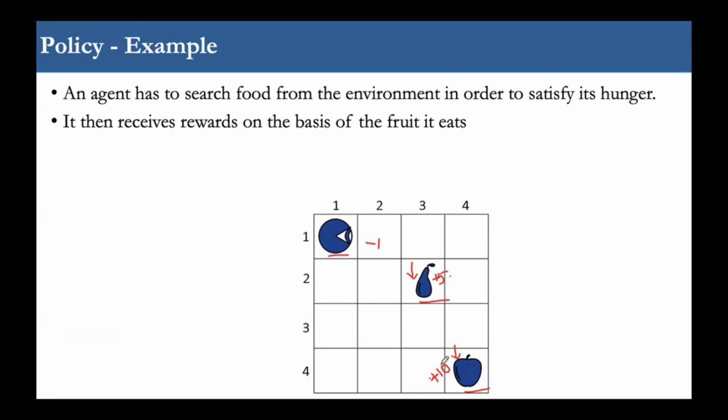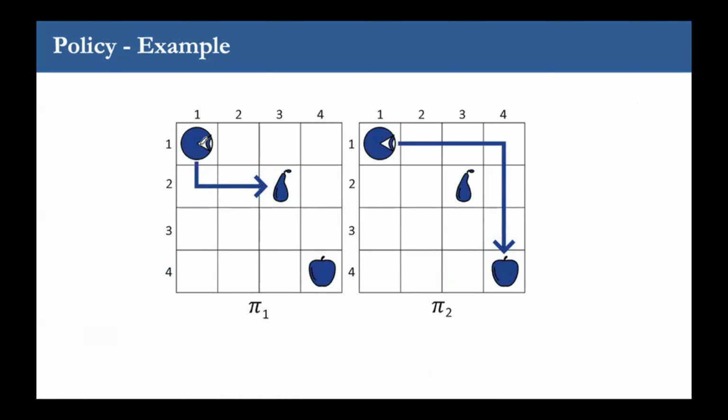Now we need to find the policy. So how to find the policy? There are two policies. One is the agent moves from the first cell, that is 1, 1, to the pear cell, and another policy we have is it moves from the starting position to the cell where the apple is. So what actions does it have to do in the first policy, pi 1? The actions the agent needs to do are downwards, rightwards and then rightwards. Okay, so there are 3 moves.